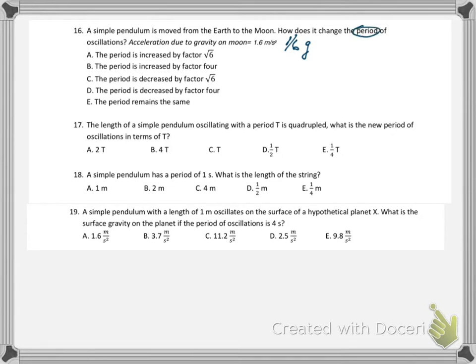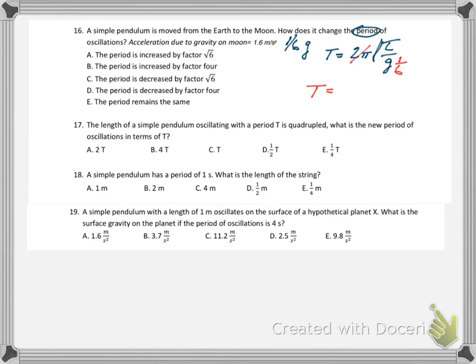effect on the period. So period equals 2 pi square root, with a pendulum, it's L over G. So in this case, when we move it to the moon, G is actually going to be 1/6. So when we have 1/6 in the denominator, it actually becomes 6 in the numerator.